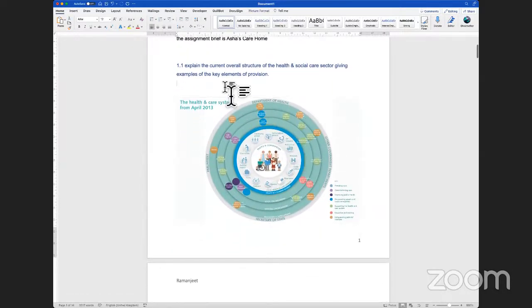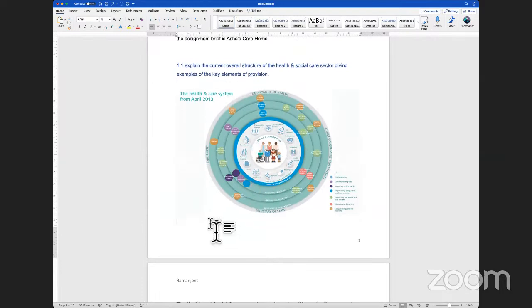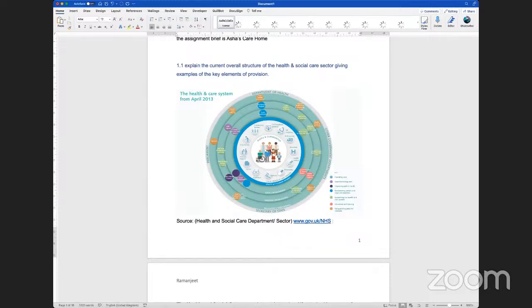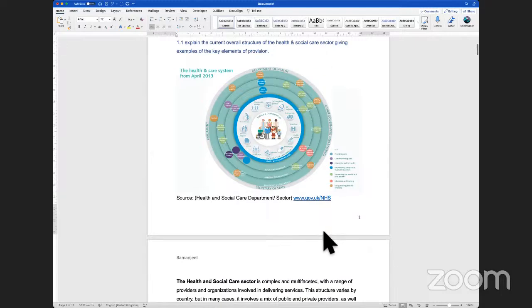Now, wherever I've used pictures, I need to give the source of the picture. So the source, this is the NHS, the Health and Social Care Department sector, and the source that I've used is www.gov.uk/NHS website. So I need to mention the source of anything in order to give reference, and this is part and parcel of your referencing.